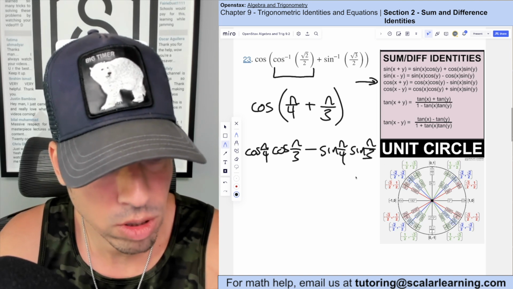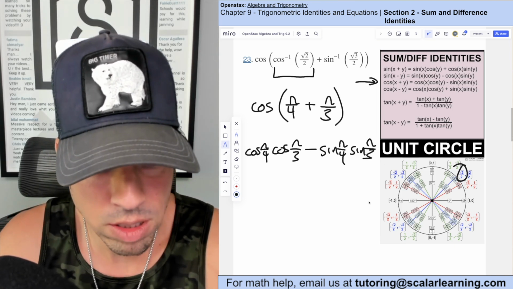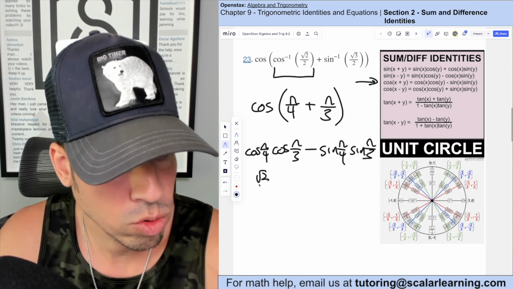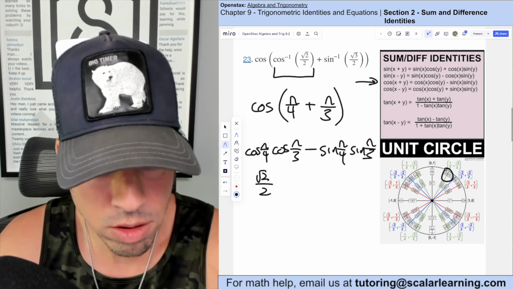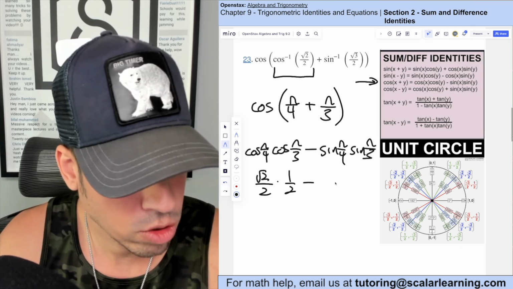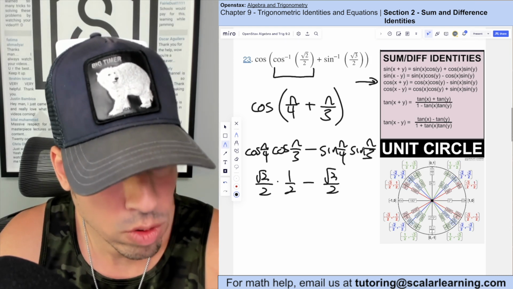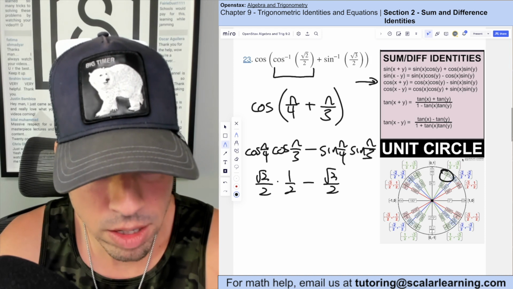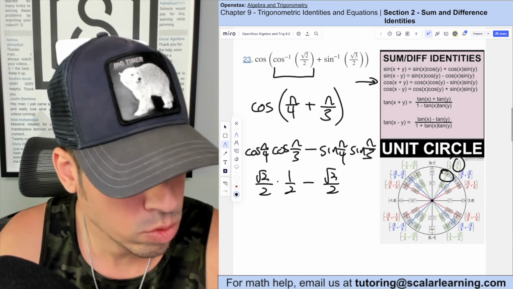Now let's use the unit circle again. So cosine of pi fourths is that value, which is rad 2 over 2. Cosine of pi thirds is this value, which is 1/2. Sine of pi fourths is this value, which is rad 2 over 2. Sine of pi thirds right here, and that's the y value, is rad 3 over 2.